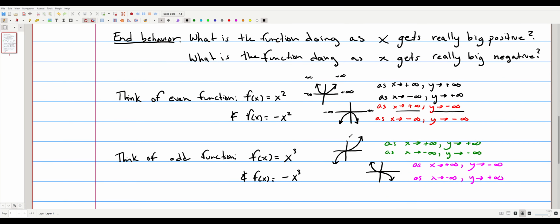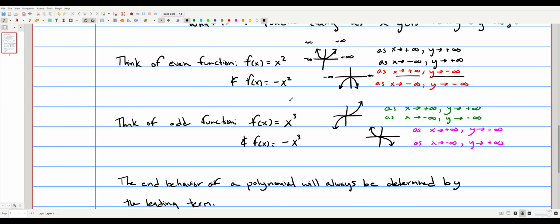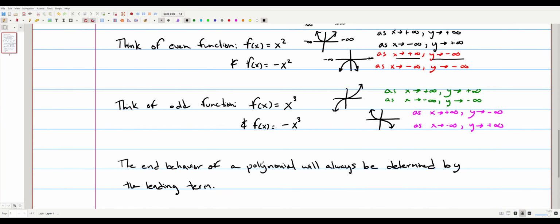And so not only is this true for parabolas, but it is dependent on the leading term. So the end behavior of a polynomial will always be determined by the leading term. So what do I mean by that? Well, if I have a function or a polynomial, and I'm just going to come up with it on the fly.